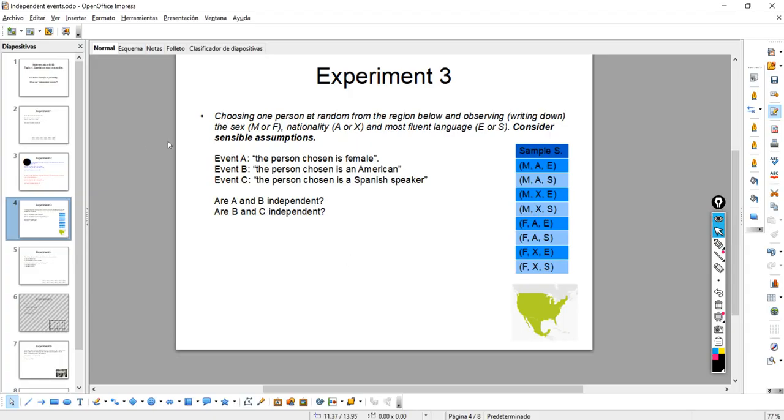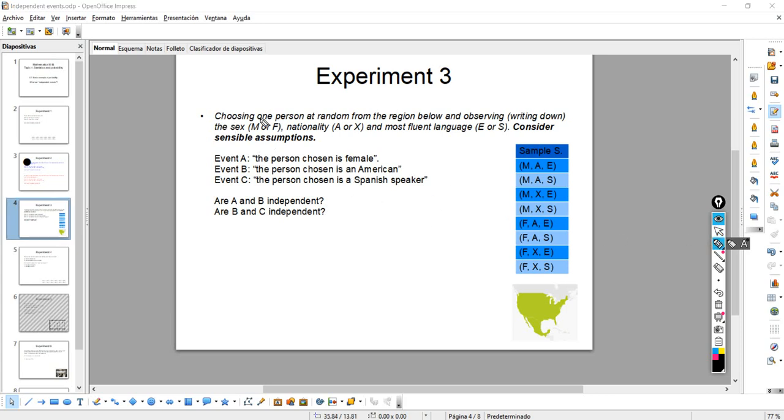Now let's continue with this experiment number 3. This one we didn't do in the class, so let's take a look at it. This is basically a rather qualitative experiment. We're not going to do any mathematics. We're just going to answer these 2 questions with words, with very simple reasoning.